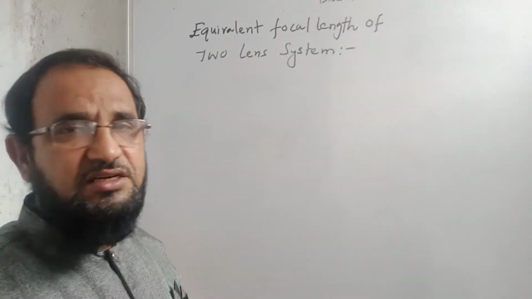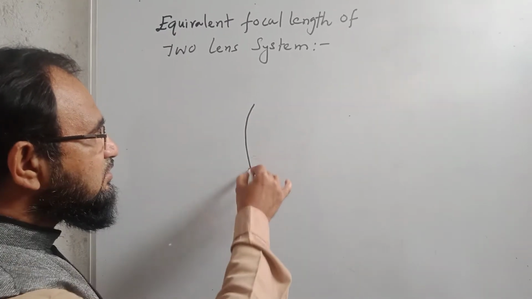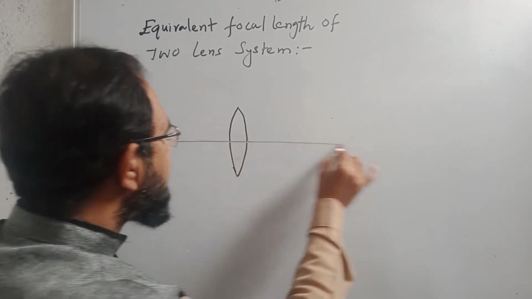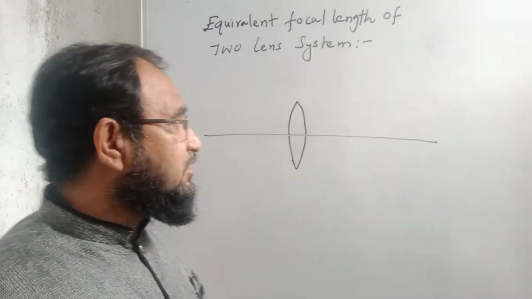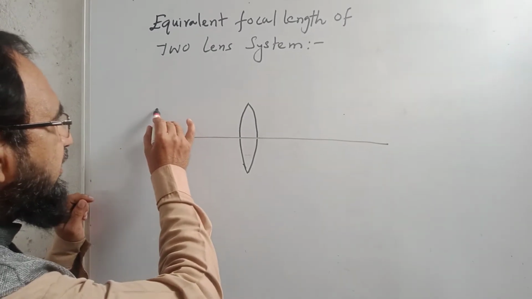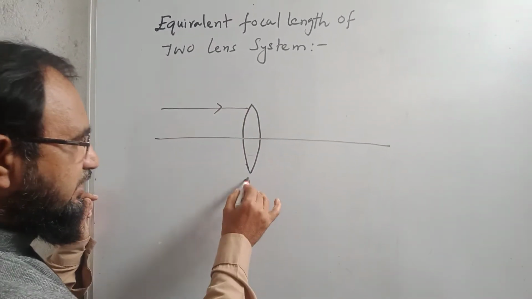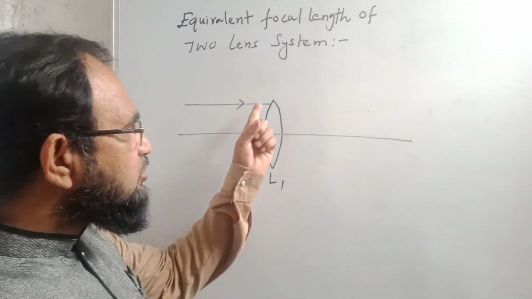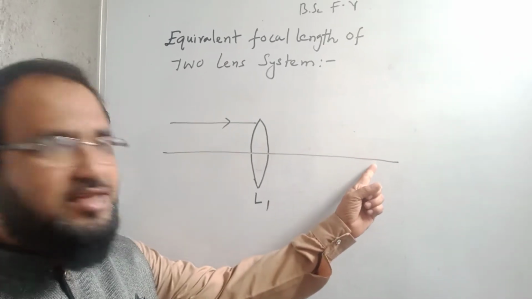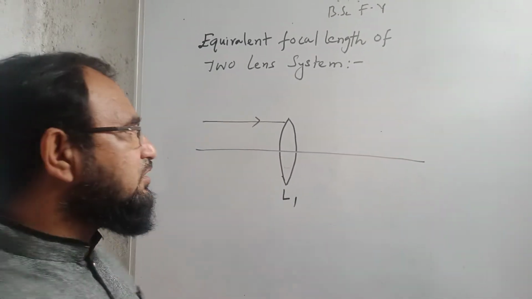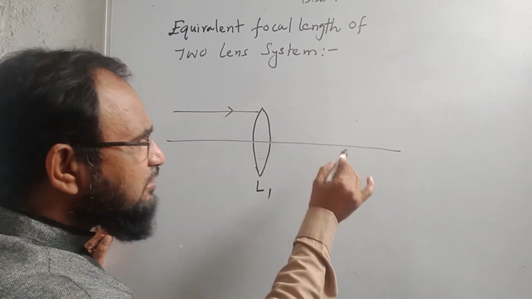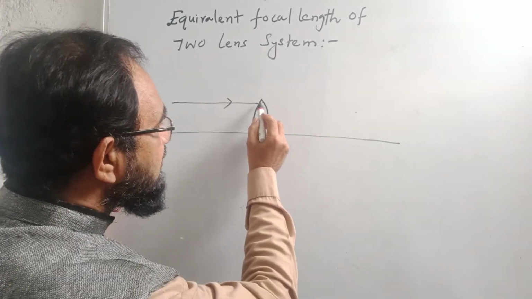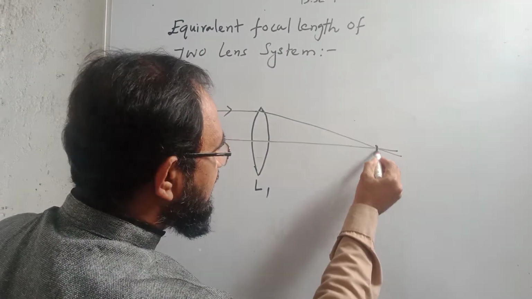So let us consider a lens of focal length f1 placed on the principal axis. When a ray of light is incident parallel to the principal axis, after refraction it should pass through the focus. In the absence of the second lens, this ray should pass through the focus f1.